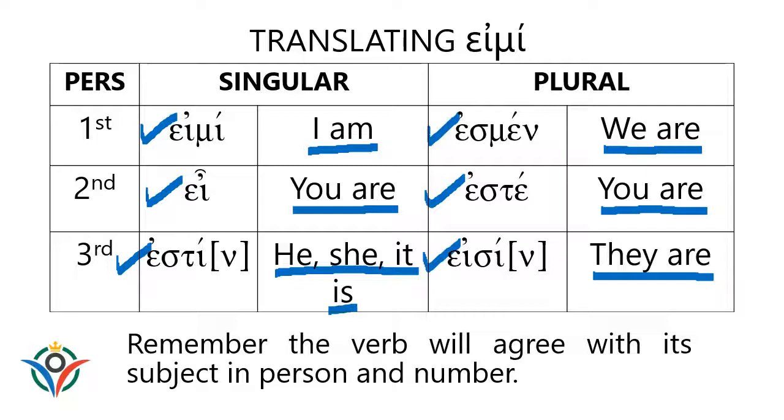And just here's a note to remind you that the verb will agree, remember that is concord, with its subject in person and number. So if the subject is singular, then a singular form of eimi will be used. If the subject is plural, then a plural form of eimi will be used.